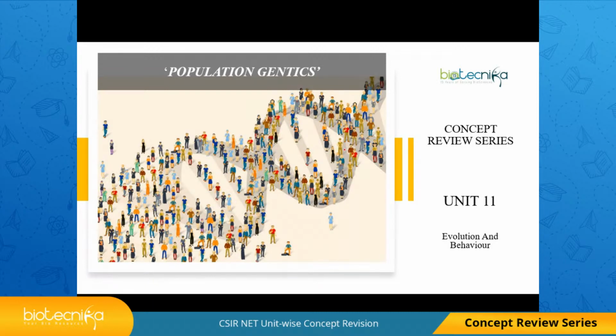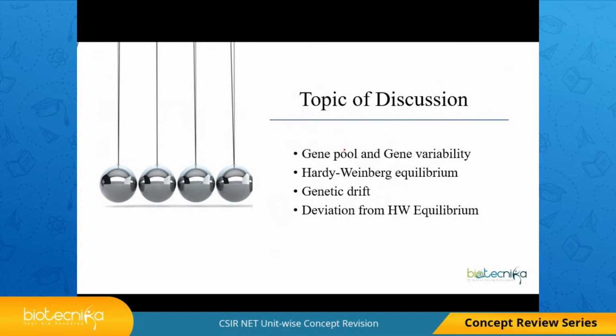Now, we are going to start discussing gene pool and gene variability, because this is what we need to understand first when we are talking about population genetics. After that, we will go to the very standard Hardy-Weinberg equilibrium, and we're going to talk about a very important concept, which is genetic drift. And then we will wrap up by discussing the deviation from the Hardy-Weinberg equilibrium. These are the four things which actually sum up the entire chapter.